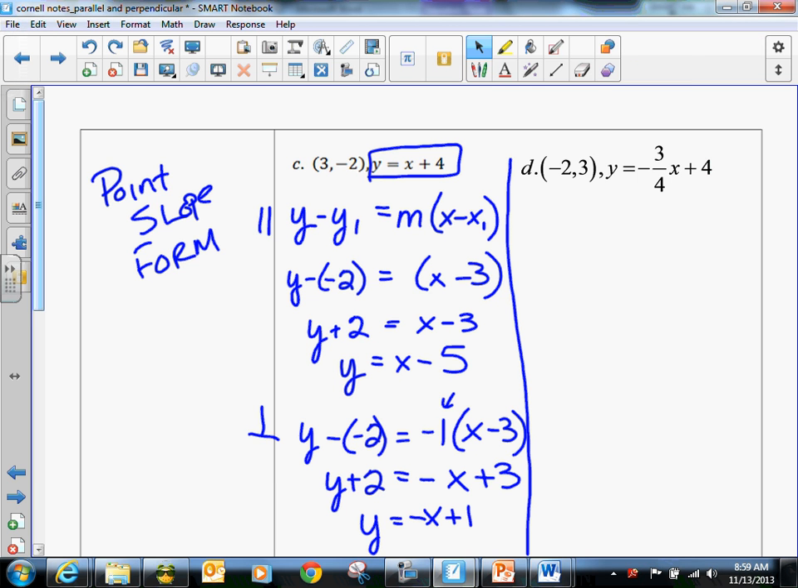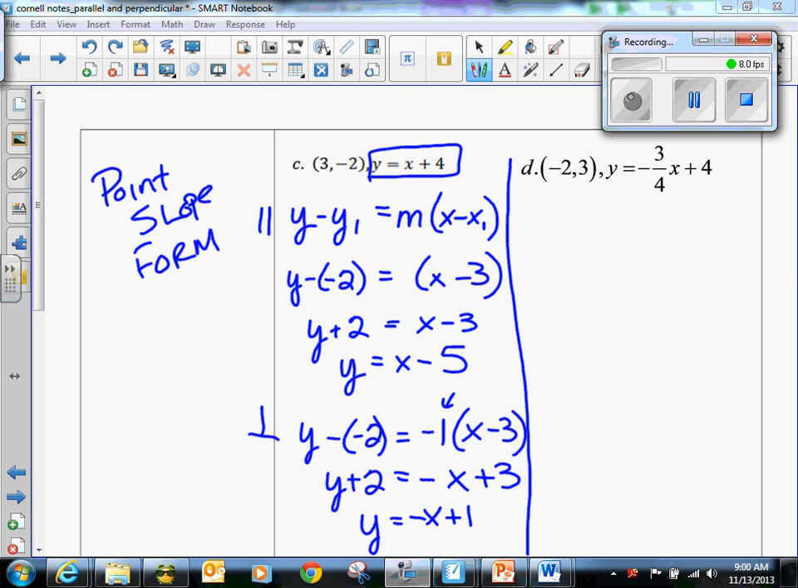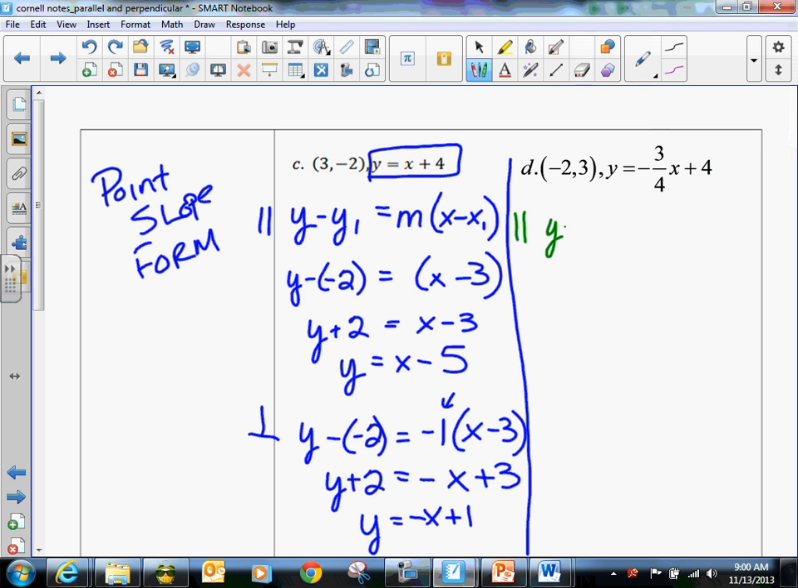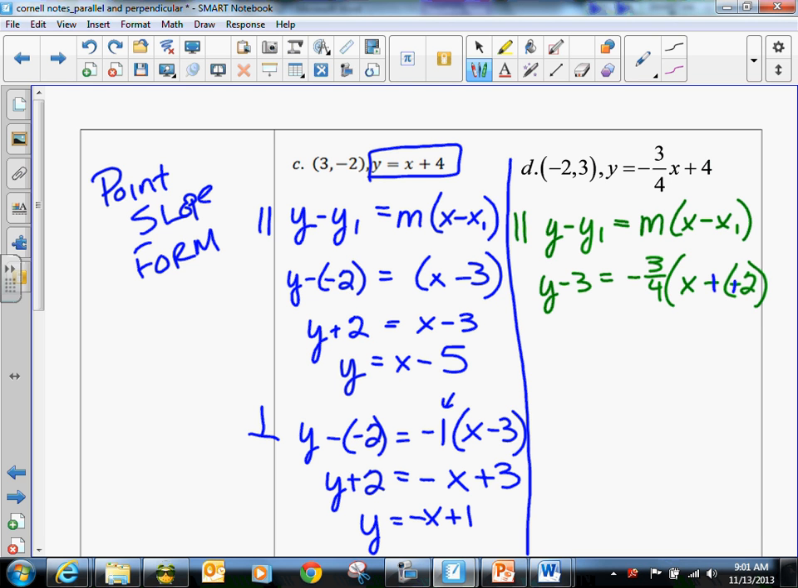I have the point negative 2, 3, and y equals negative 3/4 x plus something. So the first thing I need to do is start with point slope form again. So for my parallel, I have y minus y1 equals m times x minus x1. Substituting my values in, I have y minus 3 equals negative 3/4 times x minus negative 2. So we know that that's going to be plus positive 2.